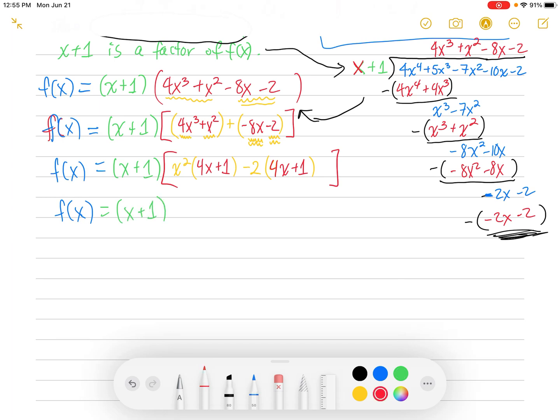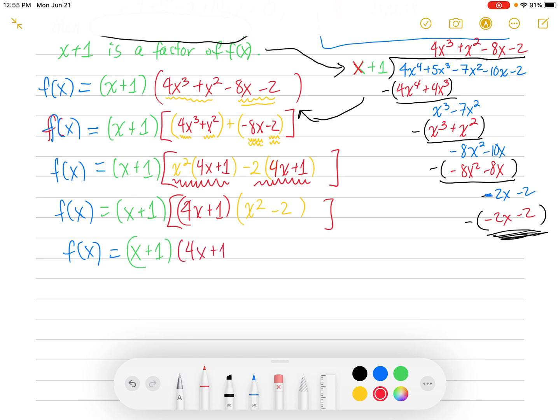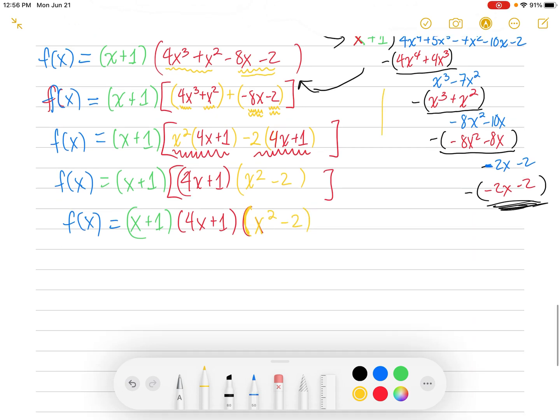Our polynomial consists of the factor in green, x plus 1, then the big red bracket. Now pay close attention. Notice that if you think about this as a term, and this is a term, they both have a 4x plus 1 in common, so we're going to take a 4x plus 1 out. That's going to leave behind in yellow x squared minus 2. So essentially f of x breaks up into x plus 1 as a factor, 4x plus 1 as a factor. And now we have this x squared minus 2, which is in yellow.